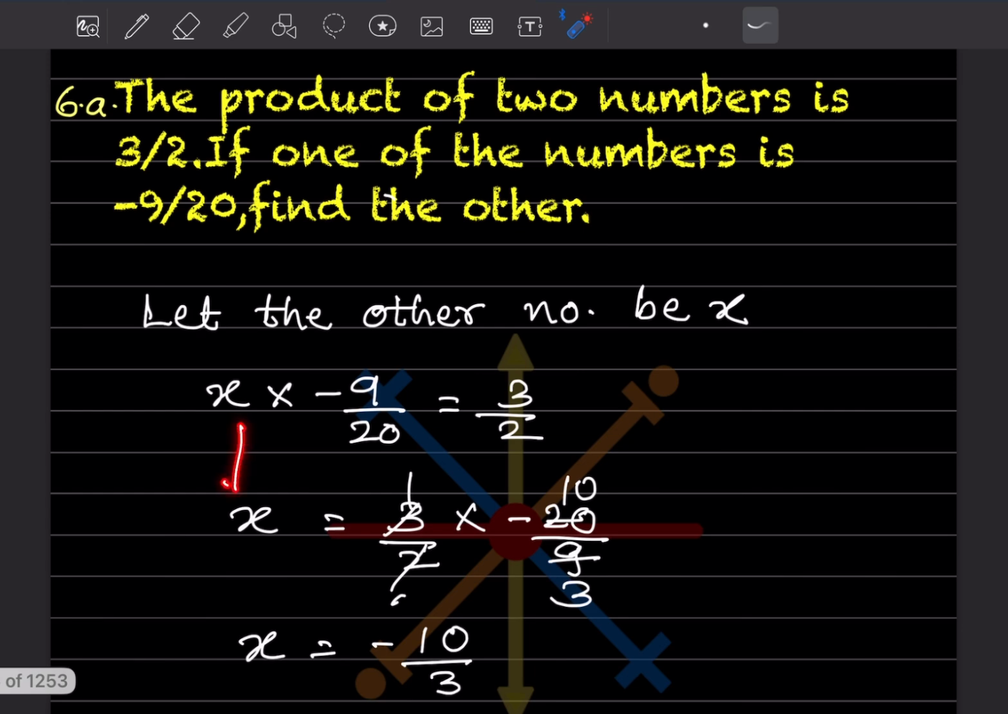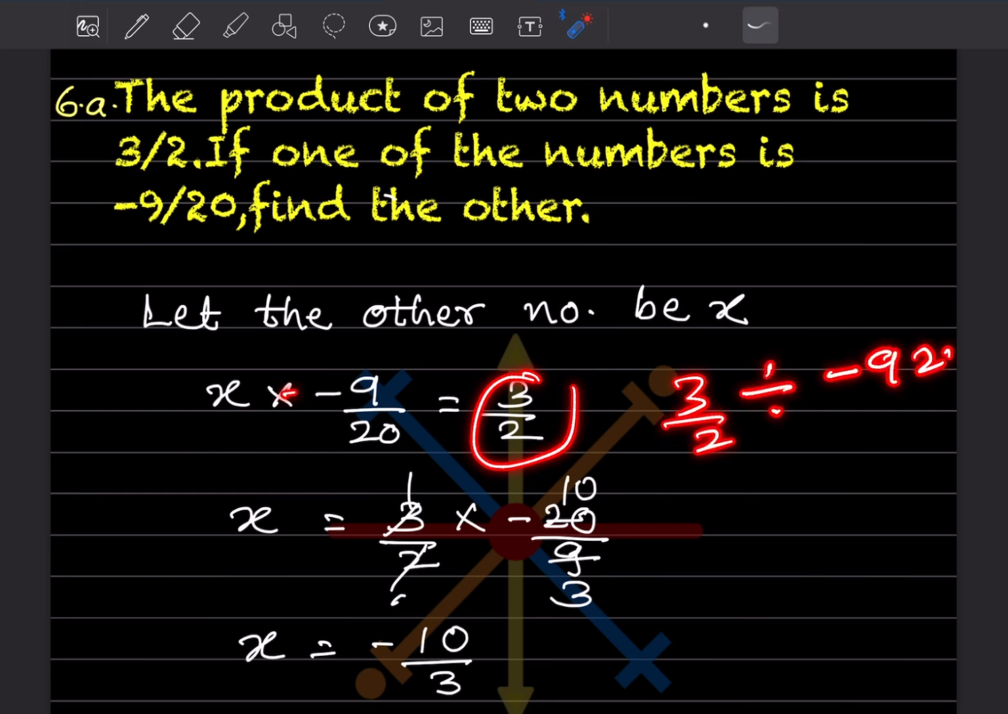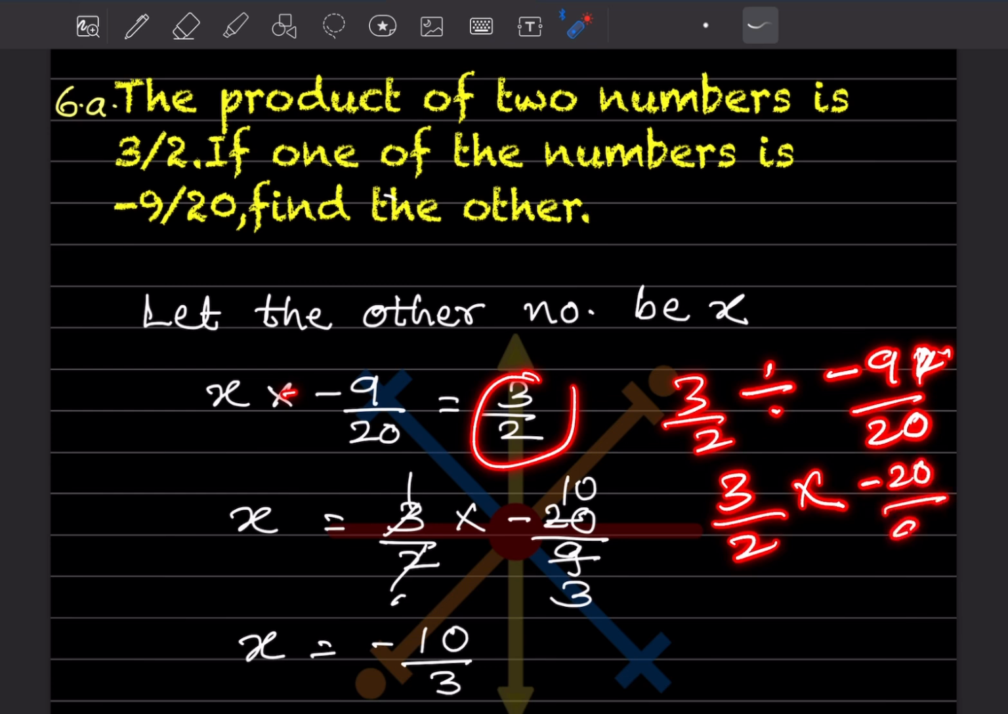So this x will stay on the left hand side. This is already on the right hand side. If we take this to the other side, because this is multiplication, you can divide it, or you can do it directly. I'll show you both ways. Now 3 by 2 is already here. This is multiplication, so the other side gets divided. So that is going to be divided by 9 by 20. This will get flipped over because the sign is changing from multiplication. So this is going to be minus 20 by 9.